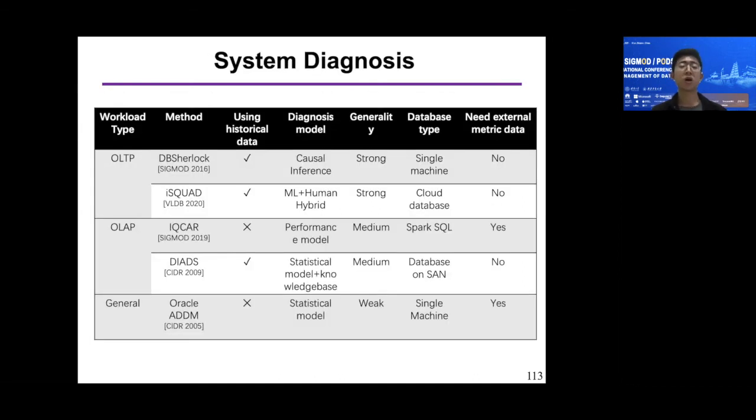Yes. So in this table, we can summarize the differences of the different system diagnosis methods. And there are some more general methods for both the OLTP and OLAP workloads diagnosis in the commercial databases like Oracle. However, all of those methods are knowledge-based, and the most current methods are not very efficient in using the DBA expert and the machine learning techniques.